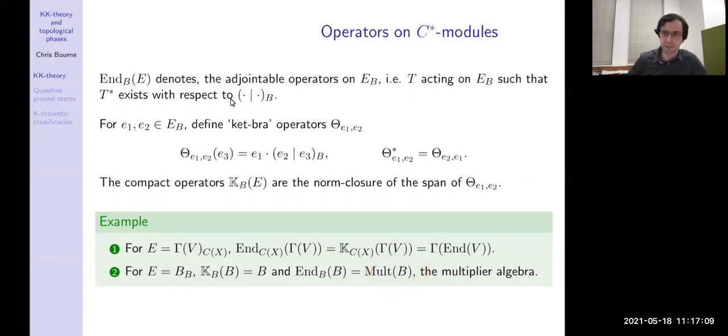So if you just want to focus on unital C-star algebras for this talk, then that would not be a problem, I would say.